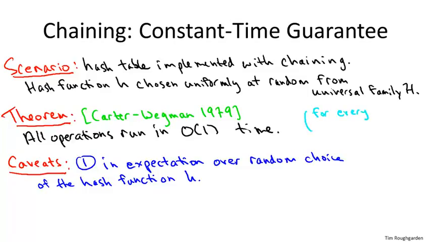Here we're saying again, no assumptions about the data. It doesn't matter what you're storing in the hash table. In expectation over the real-time random decision of what hash function you use, you should expect constant time performance, no matter what that data set is.